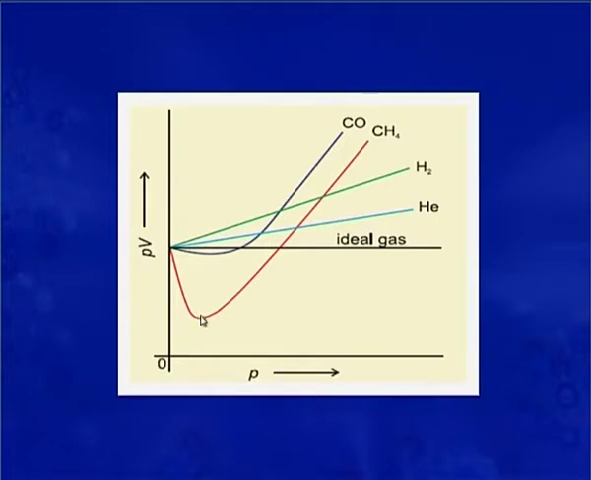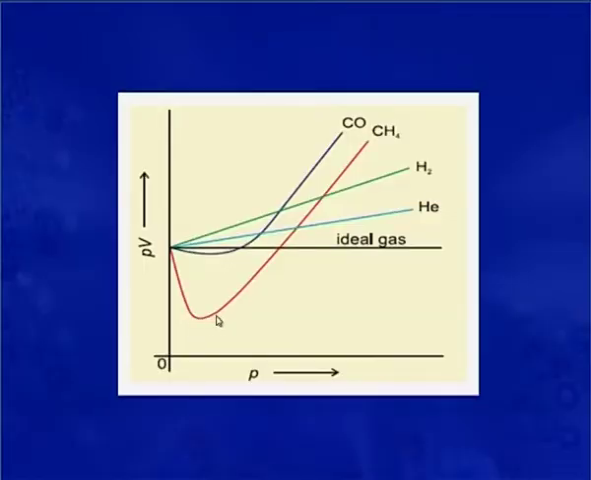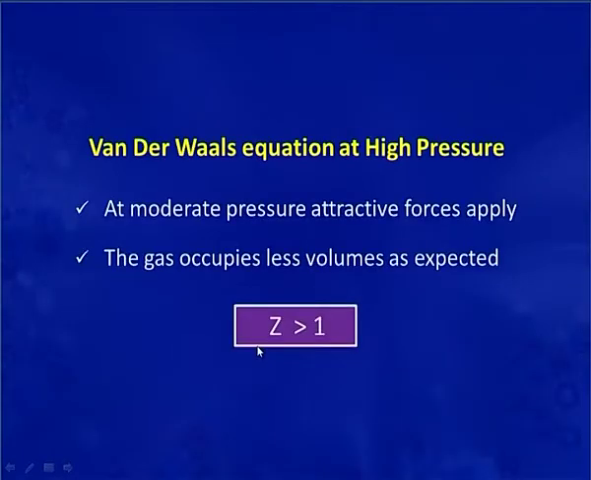You can see a dip here in this graph. So, at moderate pressure, attractive forces apply, that is why there is a dip in the graph. The gas molecules occupy less volume at this condition as expected. So, definitely in that case Z is less than 1.